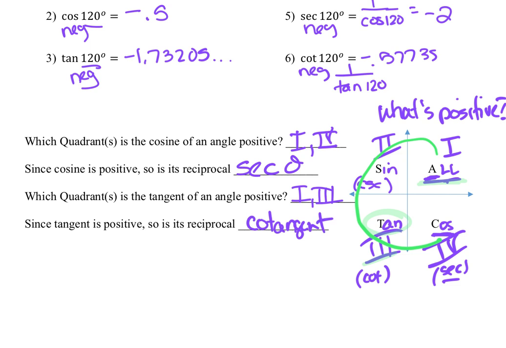So the basic thing that you have to understand, and we'll go into more of why as we go, is what trig functions are positive in each of the quadrants.